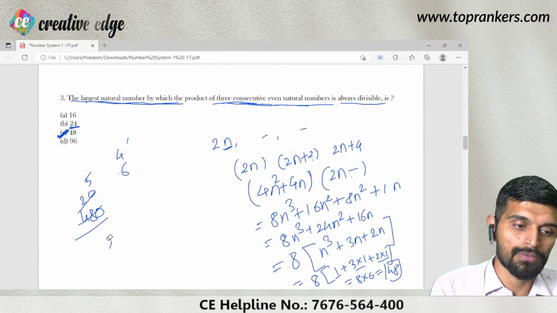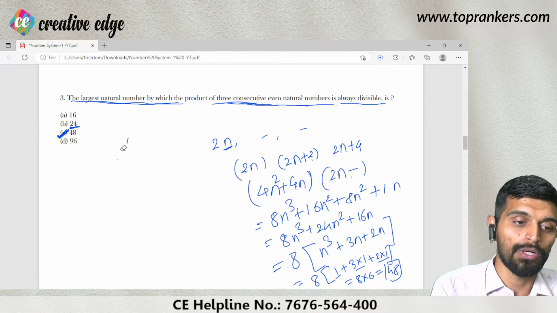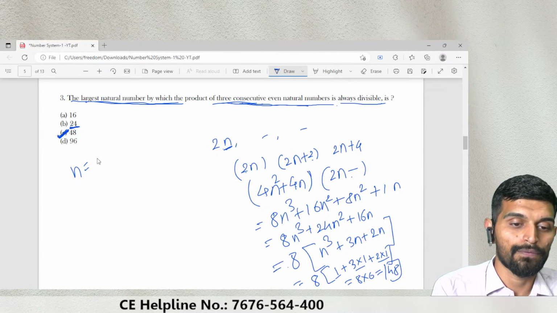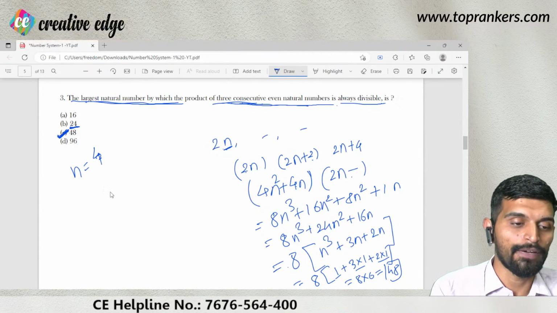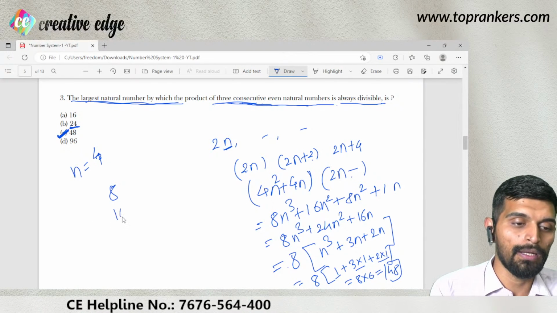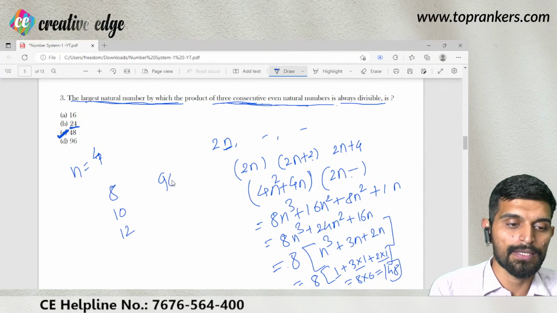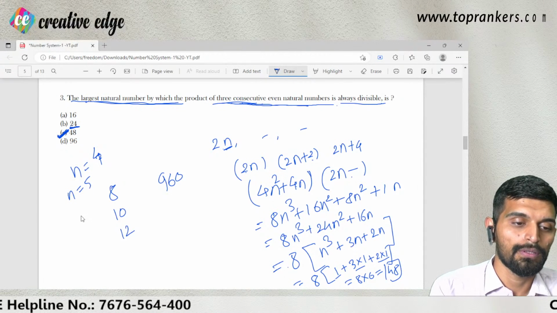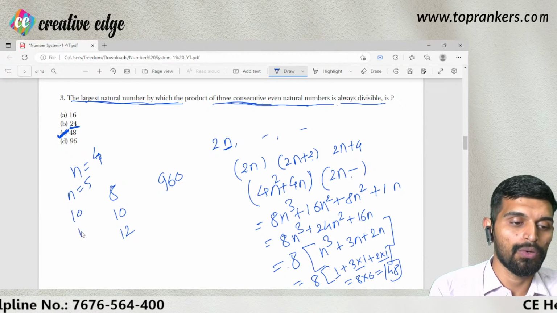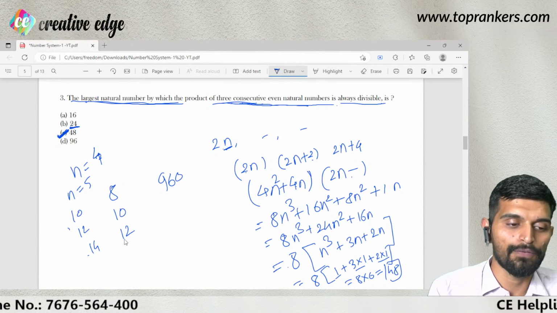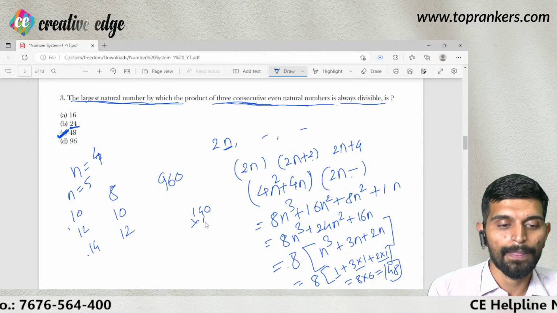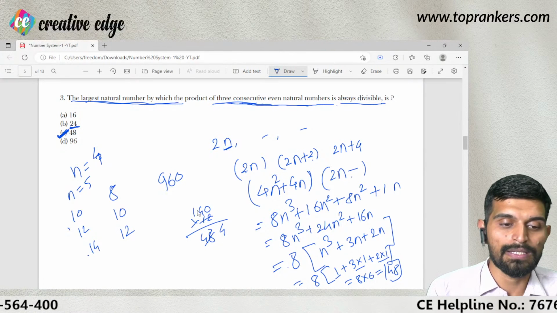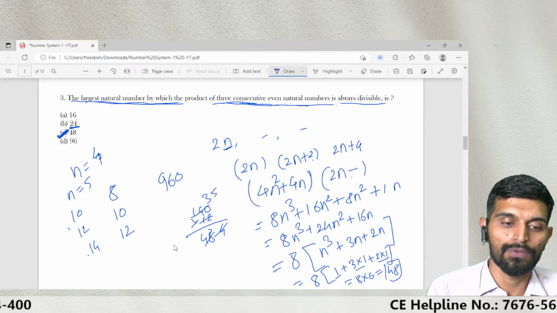Always, always, always. What if you keep n equal to 5? What if you keep n equal to say 4? That will give you 8, 10, and 12. 12 8s are 96. 96 into 10, 960. N equal to 5, you'll have 10, 12, and 14. 14 into 10, 140. 140 into 12 divided by 48. So that will give you 4. And this time 140 divided by this will give you 35.